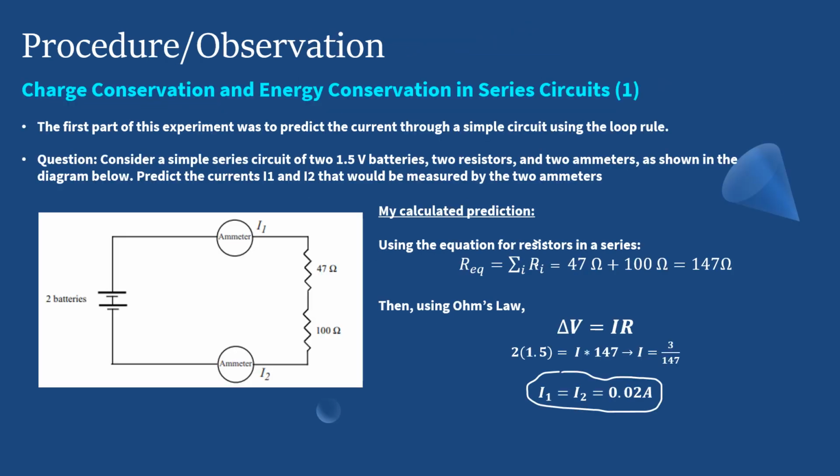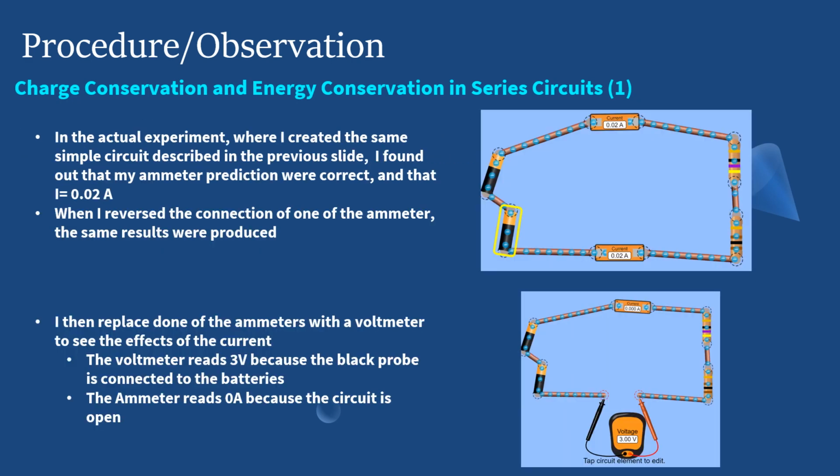In the first part of the experiment, I predicted the current through a simple circuit using the loop rule with the given information below. In my calculated prediction, I first used the equation for resistance in series to add up the total resistors in the circuit. It got 147 ohms, and then using Ohm's law, I rearranged the equation to solve for the current, in which I got a value of 0.02 amps. My prediction was correct.